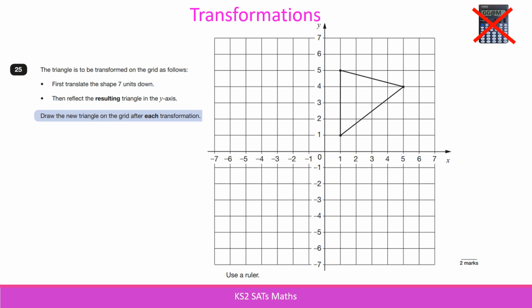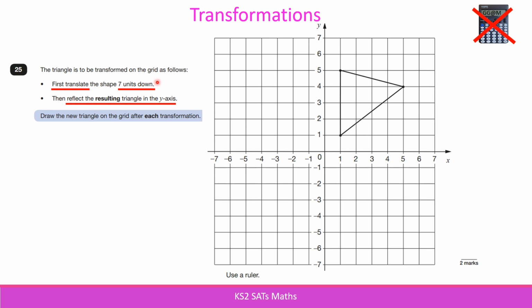This is a question on transformations. The keywords in the question are that we have got a triangle and then we have got to first translate. So what that means is we're going to translate the shape that has been given here. And it tells us we're translating it by 7 units down. Then we've got to reflect the resulting triangle. So that means the answer you have got to this one up here.